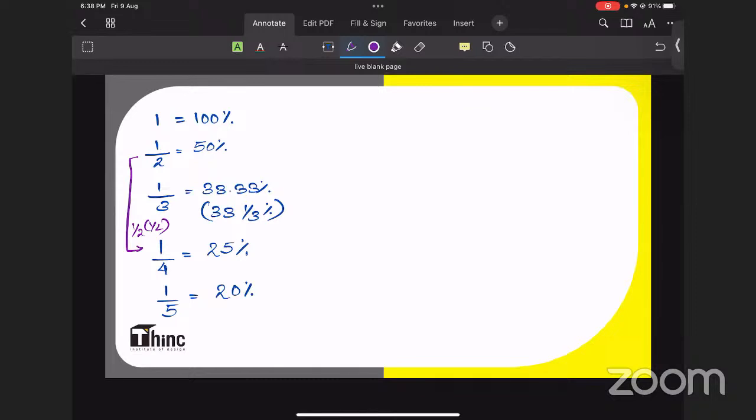Next is 1 by 6, difficult to remember. 1 by 6 is 16.66% or 16 and 2 by 3%. But if you look over here, this is half of 1 by 3. So the value will be half of 33.33. Very easy now. You can connect and learn. We are integrating this knowledge with another thing. This kind of integrated learning and memory by association helps you keep these values in mind.